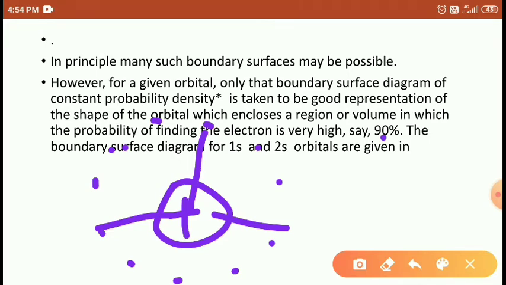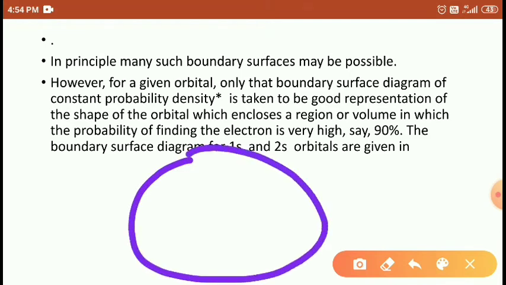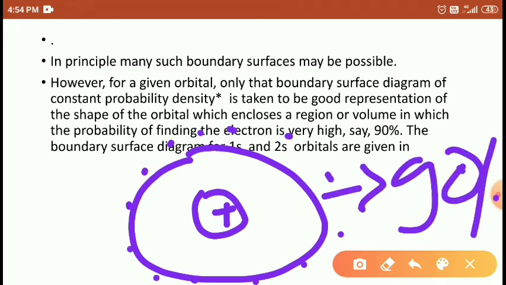The boundary surface diagrams of the 1s and 2s orbitals are given. So here, students, the boundary surface was introduced by Max Born. In the boundary surface the probability of electron density is maximum, and 90% of the electrons are available here. 90% of electrons are available, right students? That is one of the good representations explained by Max Born.